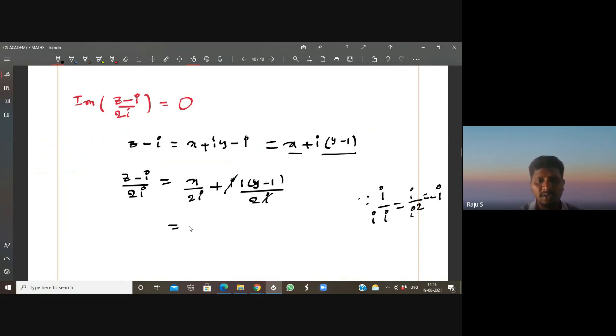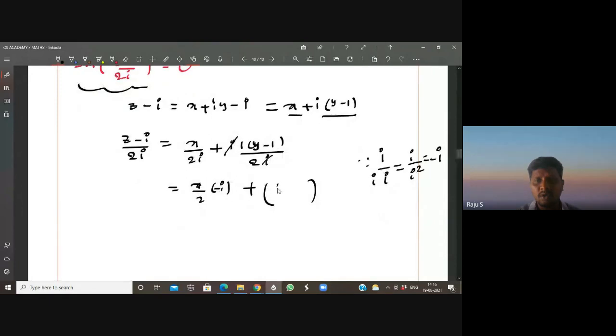Shall I write here minus 1 by 2 x iota, or minus x by 2 iota? Clear, students? Otherwise, you can write x by 2 minus iota. Plus, we don't want this value because here they have given the imaginary part. So what about the second one?